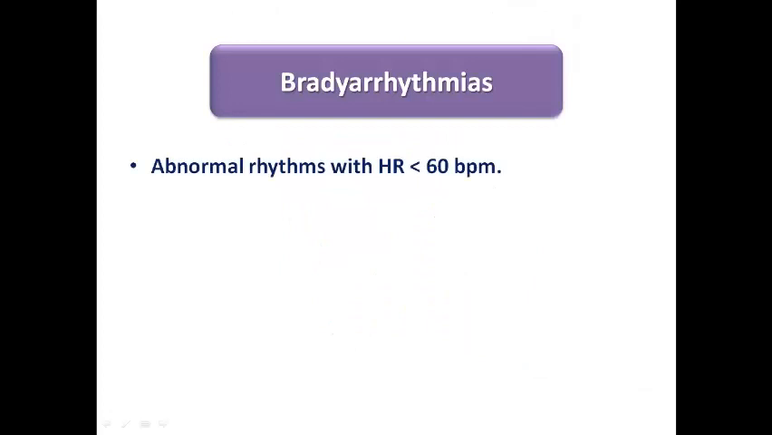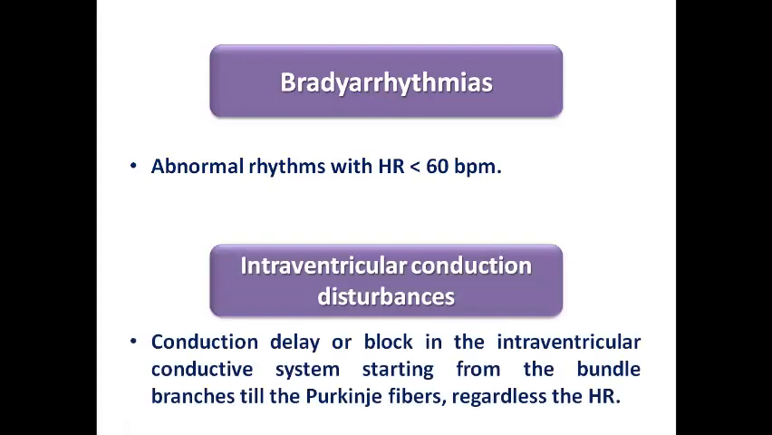Of course, when we mention the word bradyarrhythmia, I mean any abnormal rhythm with heart rate below 60 beats per minute. At that time, I can call this bradyarrhythmia, regardless of the type, and that's why we need to understand the various types of bradyarrhythmia. And this is completely different from the terminology intraventricular conduction disturbance, which is like a conduction delay or blockade in the intraventricular conductive system at a certain point or a certain location, starting from the bundle branch till the Purkinje fibers, regardless of the heart rate. This means that intraventricular conduction disturbance can take place and the heart rate is above 60, and sometimes the heart rate may be below 60.